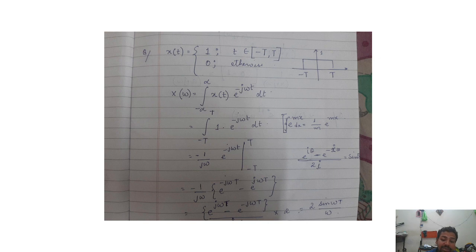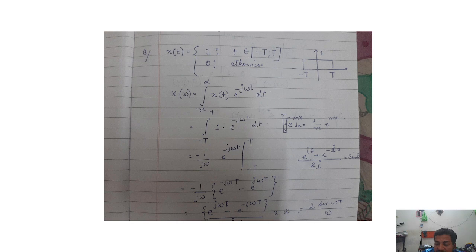So what you have is e to the power of, obviously i and j are imaginary numbers, the same, it doesn't make any difference whether you write i or j. So e to the power of j omega t minus e to the power of minus j omega t divided by j omega. But we know sine theta equals e to the power of i theta minus e to the power of minus i theta divided by 2i. So we don't have 2 in the denominator. If we don't have 2 in the denominator, we multiply 2 in the numerator as well as the denominator. So at that time you will have 2 into e to the power of j omega t minus e to the power of minus j omega t divided by 2 j omega.